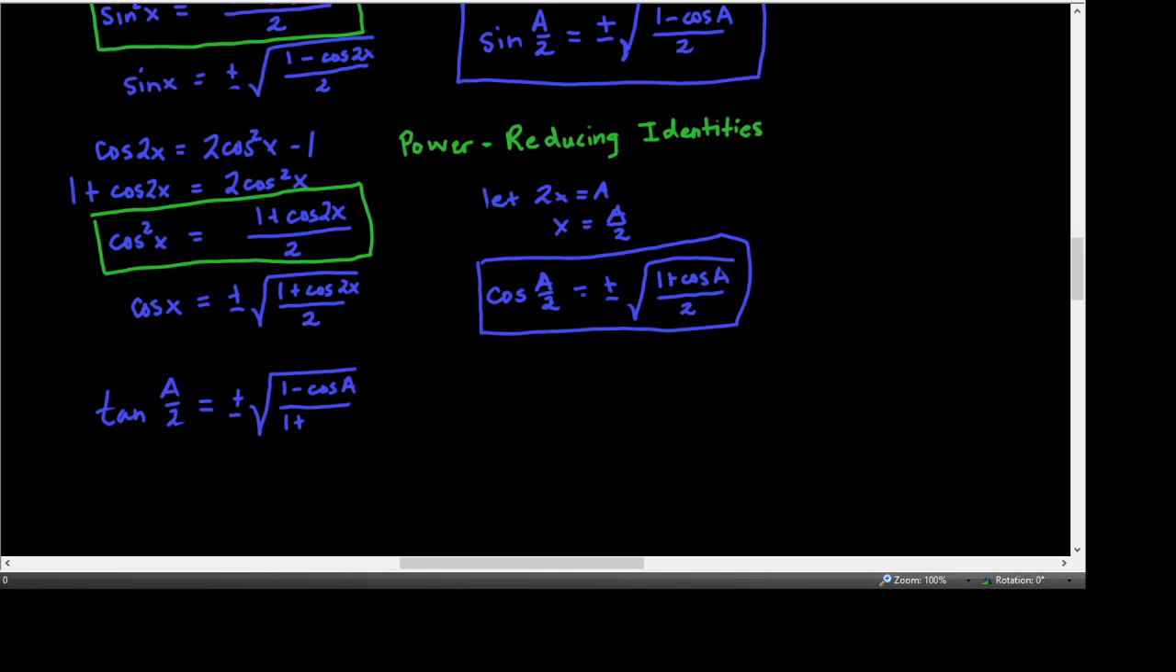Because once you're in the correct quadrant, you have to figure out, well, is the sine there going to be positive or negative? Is the cosine there going to be positive or negative? Is the tangent there going to be positive or negative? And so that's kind of a nuisance to have to do that. And that's why I don't like this version of the half angle for tangent.